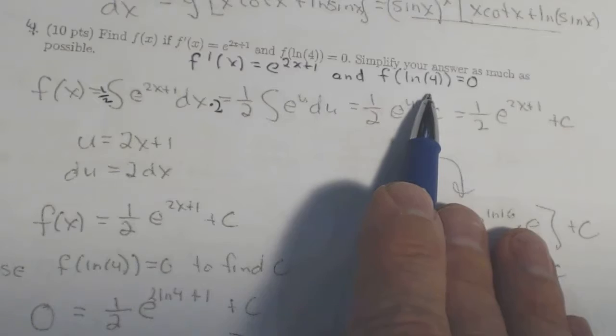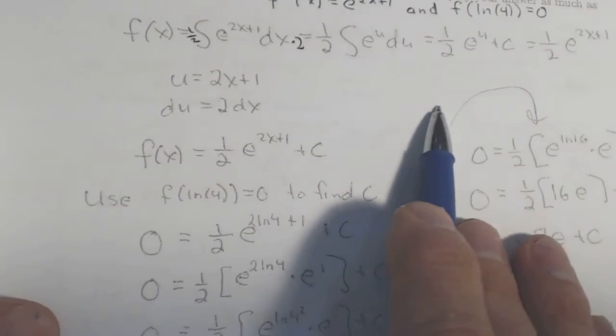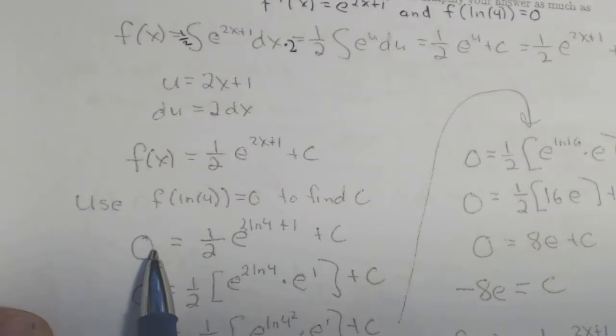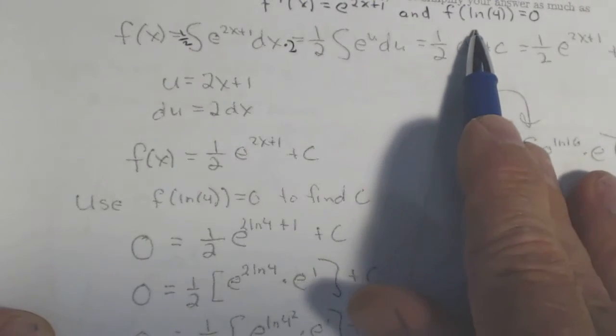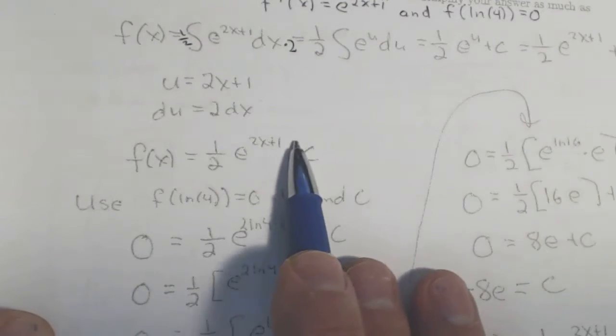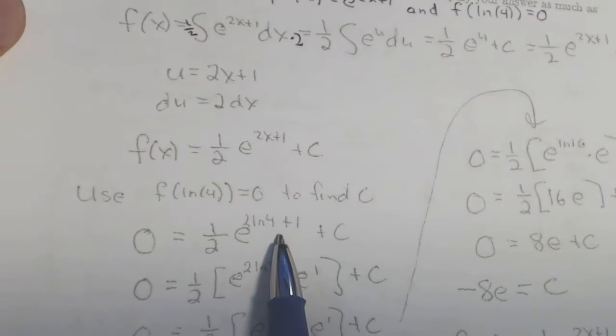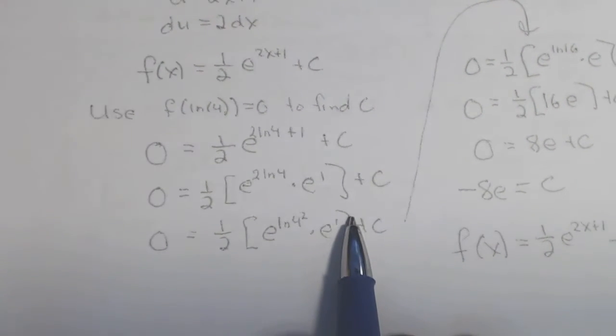We're going to use this fact to find our value of c. We're going to say that 0 equals what I get when I plug ln 4 in for my x, that's right there. That gets us to here. Okay? Now, the next step is the one that most people mess up on or didn't get.